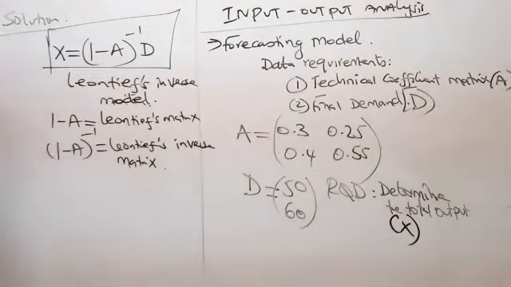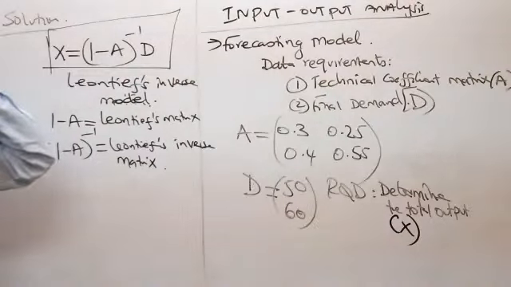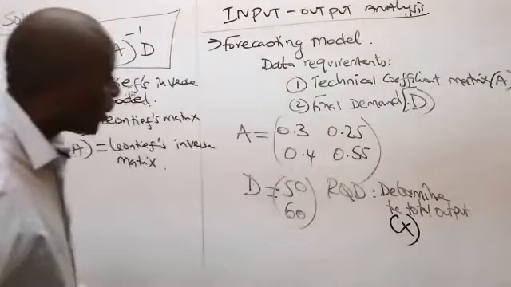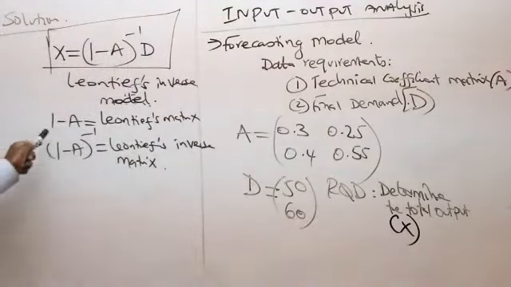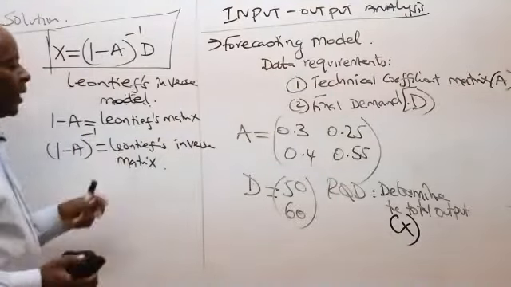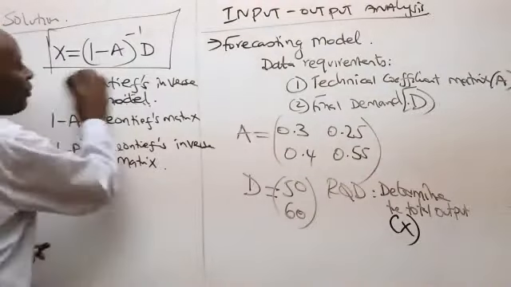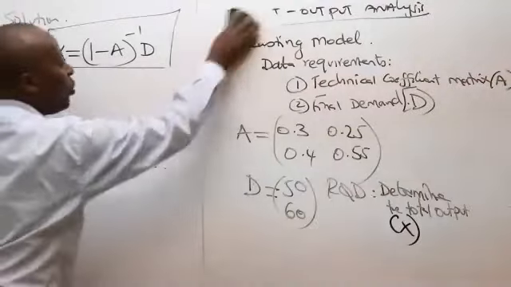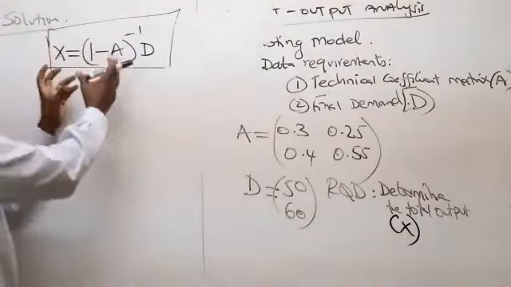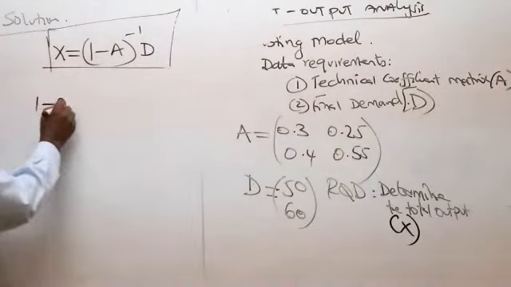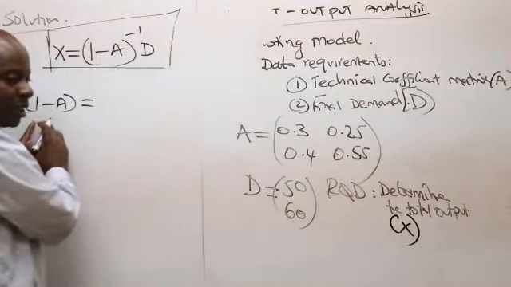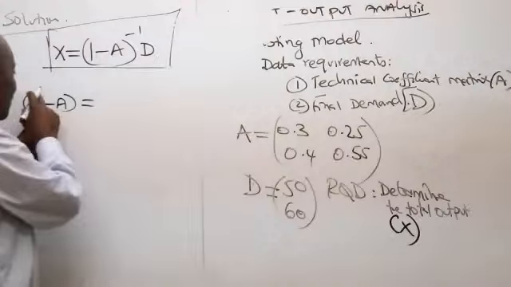Great. Ladies and gentlemen, listen to me very well. The first thing we want to do in this question, if you are following this model, is to get the Leontief's matrix, because it is the Leontief's matrix that we want to inverse. So we want to ascertain what we call I minus A. Remember, if you watched your matrices very well, this is not one.